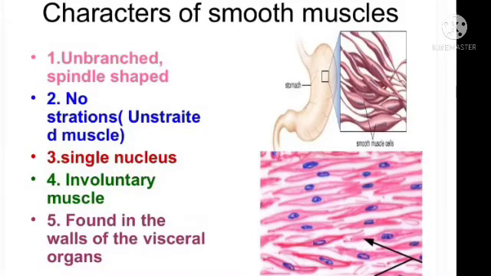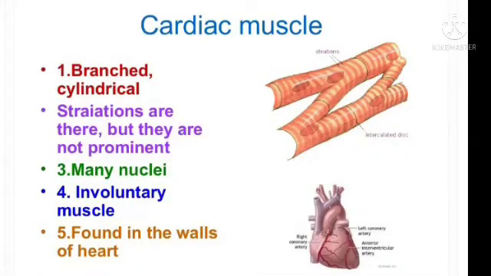Characters of smooth muscles. These are unbranched and spindle shaped. There are no striations. It has a single nucleus. It is involuntary muscle. It is found in the walls of the visceral organs. Cardiac muscle. It is branched and cylindrical. Striations are there, but they are not prominent. There are many nuclei. It is an involuntary muscle found in the walls of the heart.